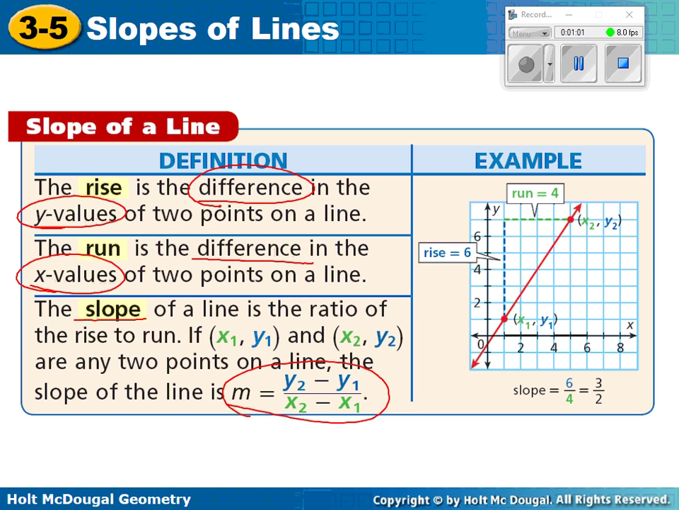Okay, I would also remind you, if you are going down, what does that do to your number? Makes it negative. If you go to the left, what does that do to your number? Negative. And if you have a negative over a negative, that makes it a positive.